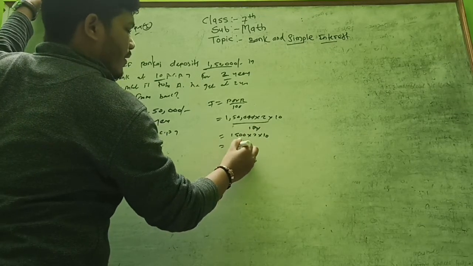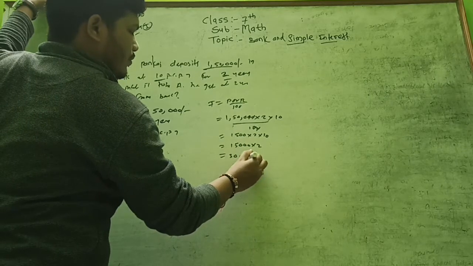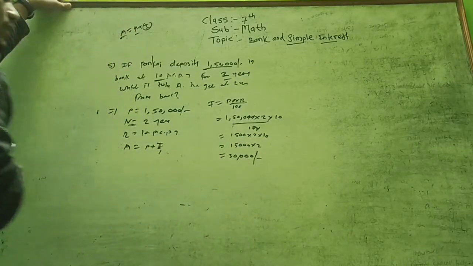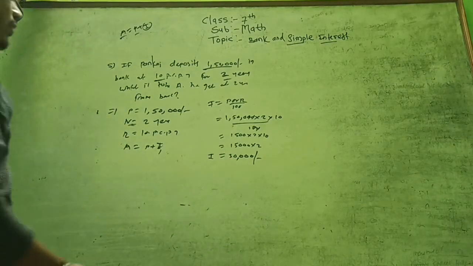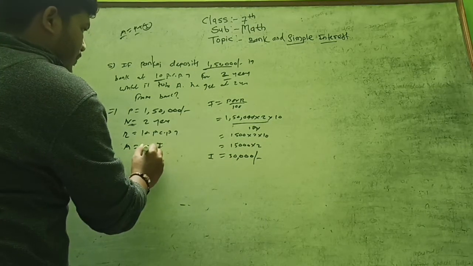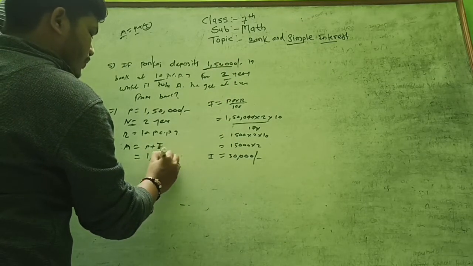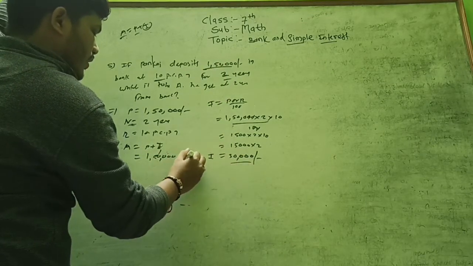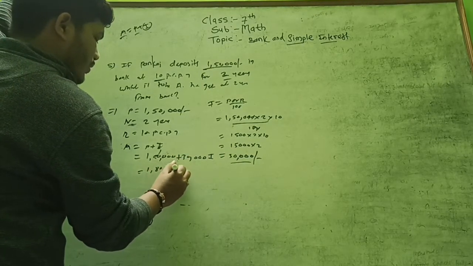1,500 multiplied by 2 is 3,000, meaning 30,000 rupees. The interest is 30,000 rupees. Now what is the total amount? The total amount is the principal plus interest. The principal is 1,50,000 plus the interest, 30,000. The total is 1,80,000.